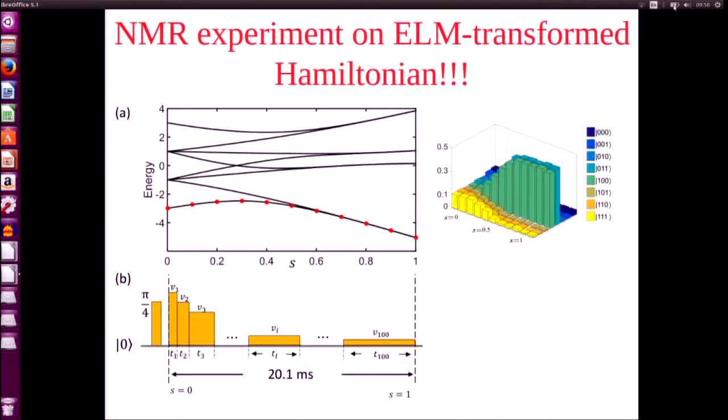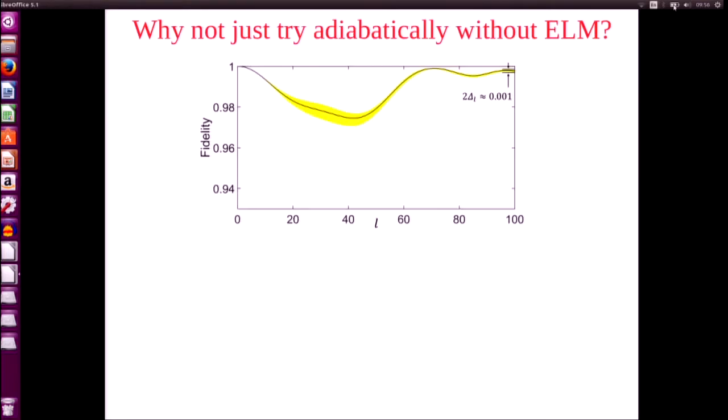We can actually take snapshots of the ground state at 12 different points in time during the adiabatic passage. Using tomography, we can see the system is in the ground state the entire time. So why not just try adiabatically without ELM? What would happen if we tried to do the previous typical experiments without ELM?